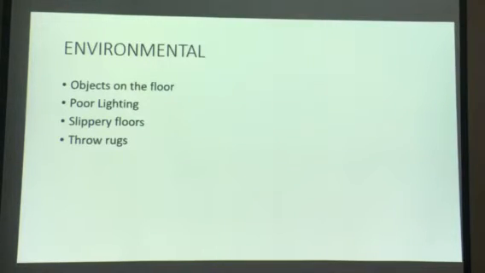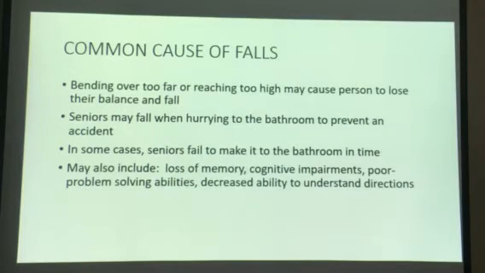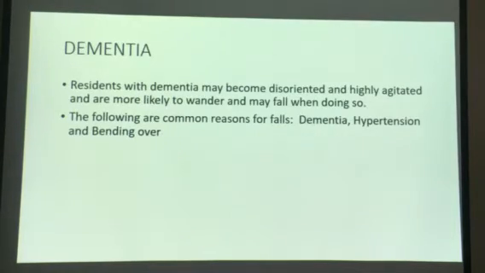Environmental factors: objects on the floors, poor lighting, slippery floors, and throw rugs. Common causes of falls: bending over too far or reaching too high may cause a person to lose their balance and fall. Seniors may fall when hurrying to the bathroom to prevent an accident, and in some cases, seniors fail to make it to the bathroom in time. May also include loss of memory, cognitive impairments, poor problem-solving abilities, decreased ability to understand directions.